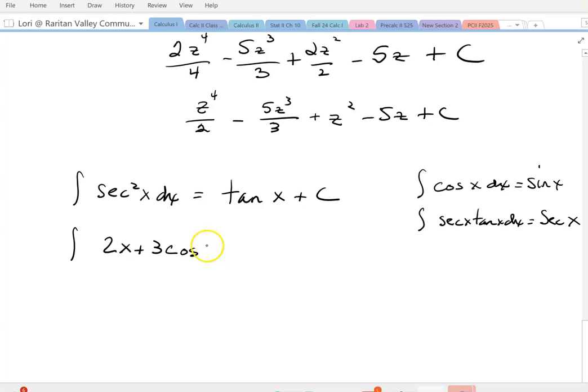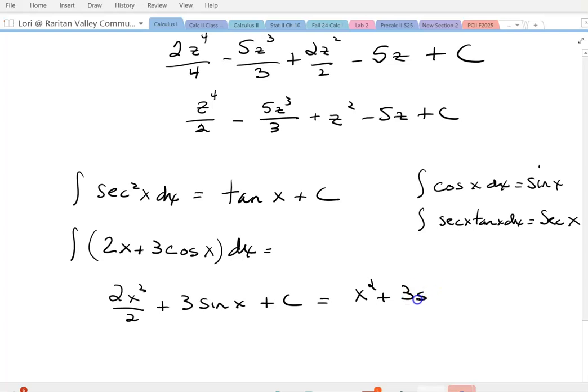So let's finish this one out for a minute. Well, you can do them separately. The integral of 2x is simply 2x squared divided by 2. The 3 is your constant, and the integral of cosine is just sine plus c. So it actually equals x squared plus 3 sine x plus c.